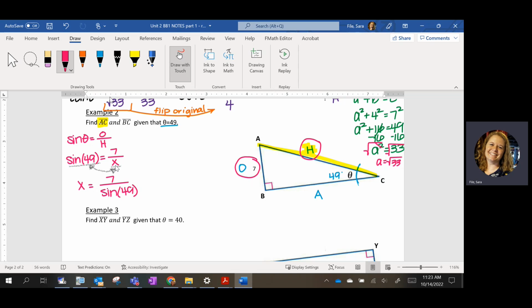So when the denominator is missing, you end up doing division. The denominator missing, divide, DD. Looking for a denominator, you divide. So then this is a calculator question.